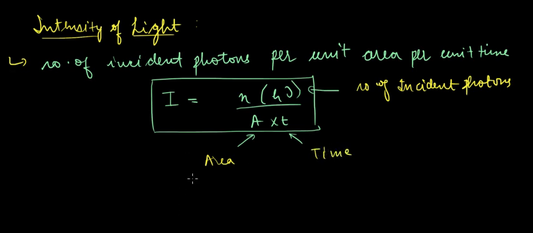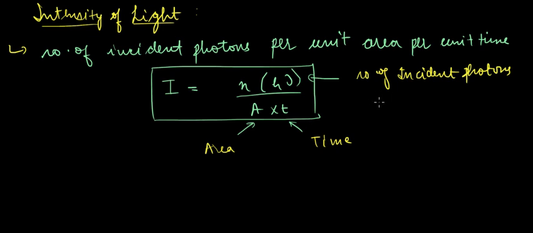Okay, so you can say that at constant frequency, intensity is directly proportional to the number of photons.